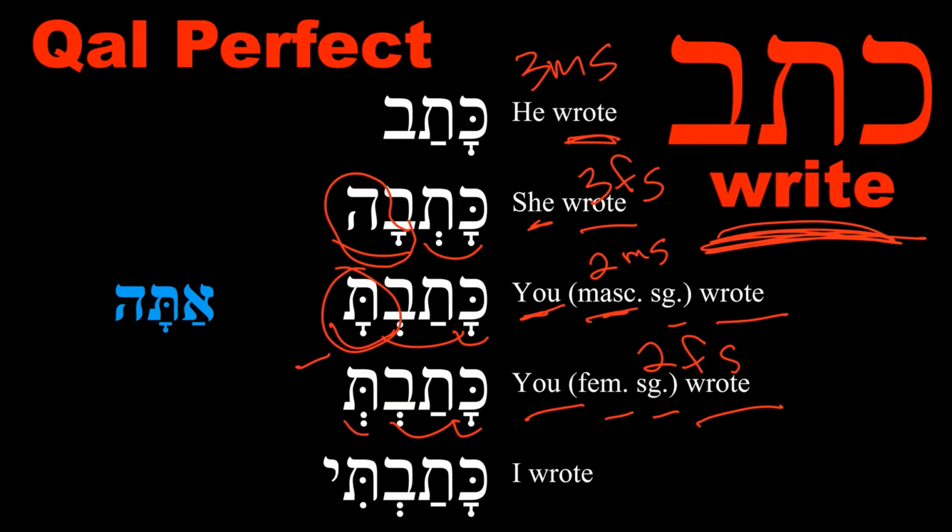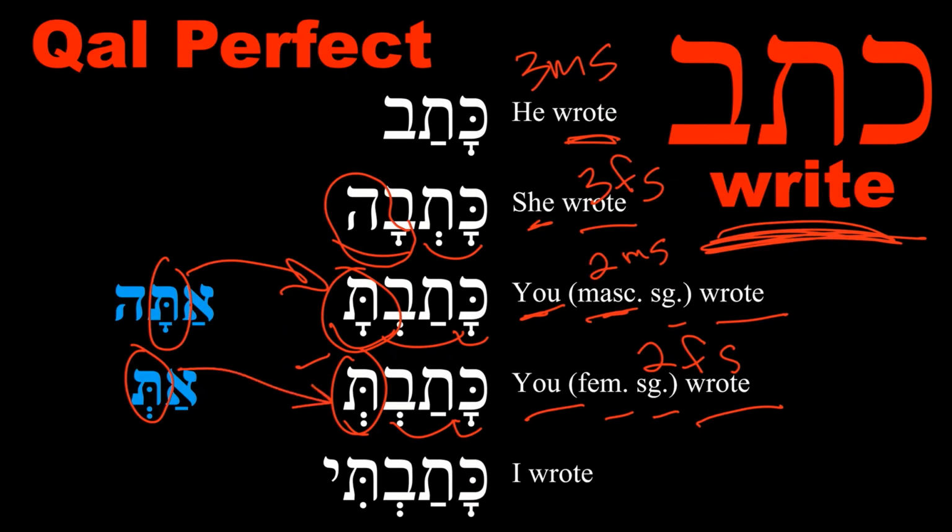Now, this you, feminine singular, should also bring to mind the personal pronoun at, which is, of course, the personal pronoun for you, feminine singular. And notice you have the tav with the vocalized shva underneath it. Just like before, we had the tav with the qamets underneath it when it was masculine.